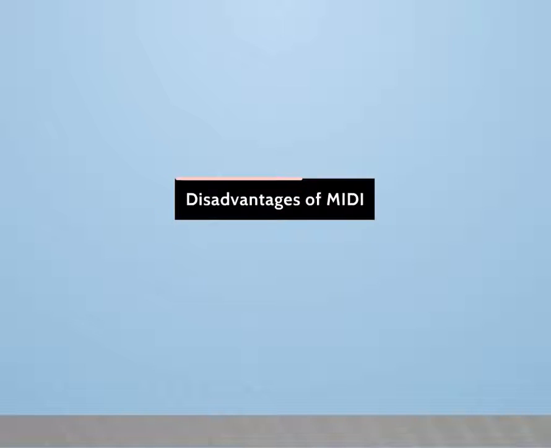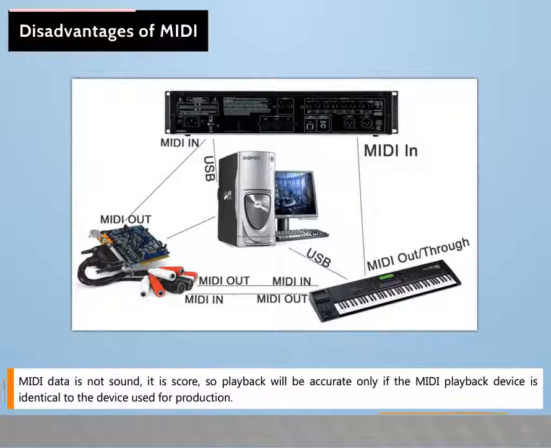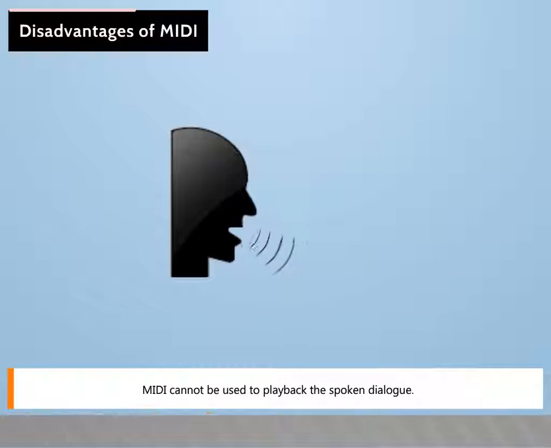Disadvantages of MIDI. MIDI data is not sound, it is a score, so playback will be accurate only if the MIDI playback device is identical to the device used for production. MIDI cannot be used to play back a spoken dialogue.